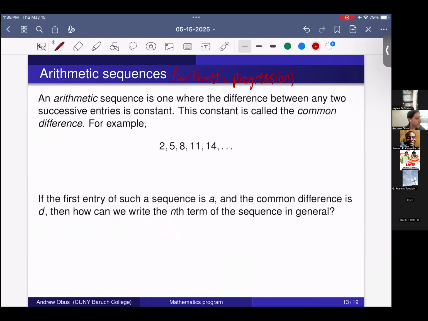So what's an arithmetic sequence? An arithmetic sequence is one where the difference between any two successive entries is constant. And this constant is called the common difference. So we have a sequence like 2, 5, 8, 11, 14, and of course we can keep going, 17, 20, 23, 26. The point is that the difference between any two entries here is 3, right? So the common difference in this case is equal to 3, because each entry is 3 more than the entry before it.